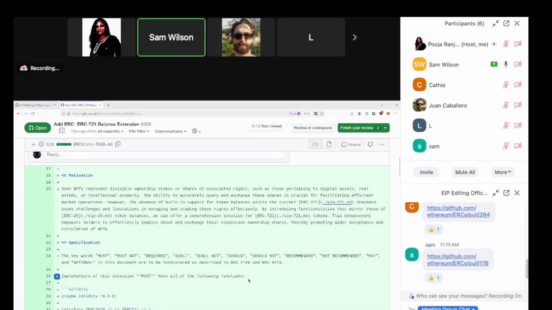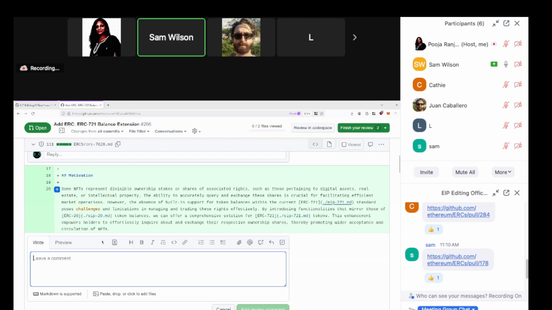Okay. Some entities represent divisible ownership stakes or shares of associated rights, such as those pertaining to digital assets, real estate, or intellectual property. The ability to accurately query and exchange these shares is crucial for market operations. However, the absence of built-in support for token balances within the current ERC 721 standard. Yeah, so this definitely clears it up a little bit, but just saying token balances here is odd because ERC 721 tokens already have balance functionality.